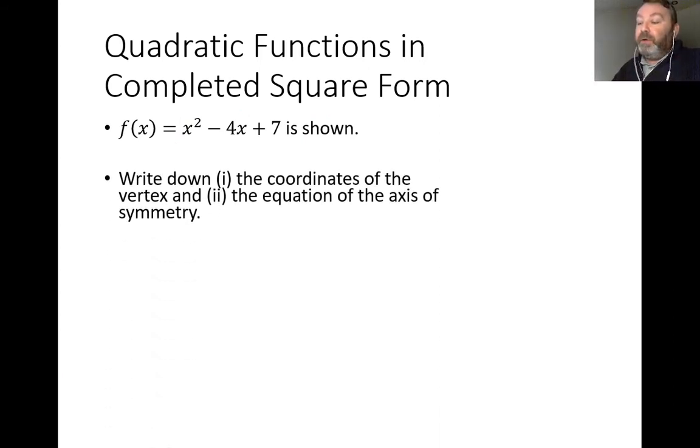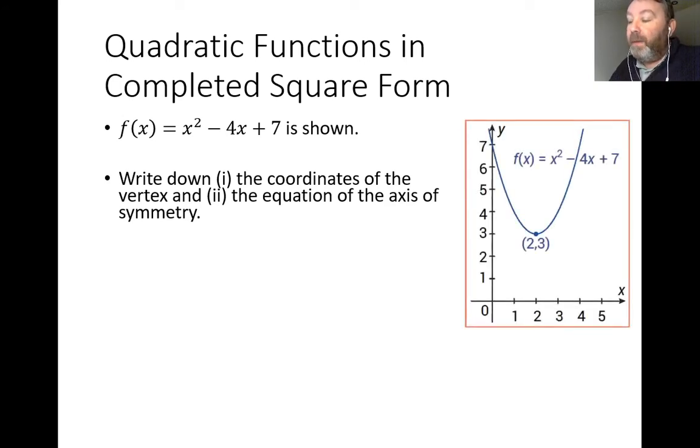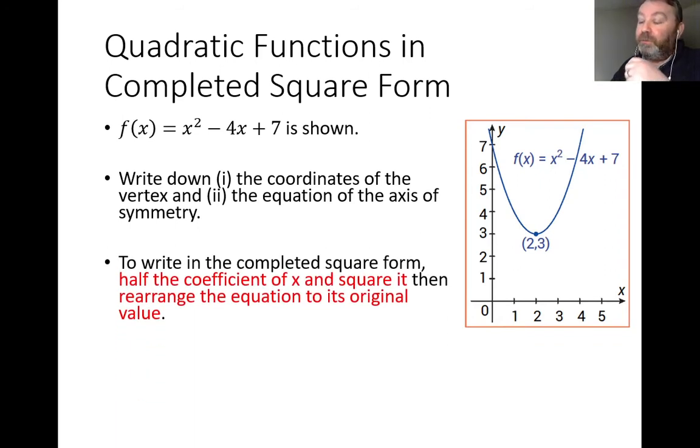Okay, so you write down the coordinates. It says you write down the coordinates of the vertex and the equation of the axis of symmetry by putting them into the completed square form. So we've done this already. To write in the completed square form, you take half the coefficient of the x term and you square it. And then you rearrange the equation to its original value.